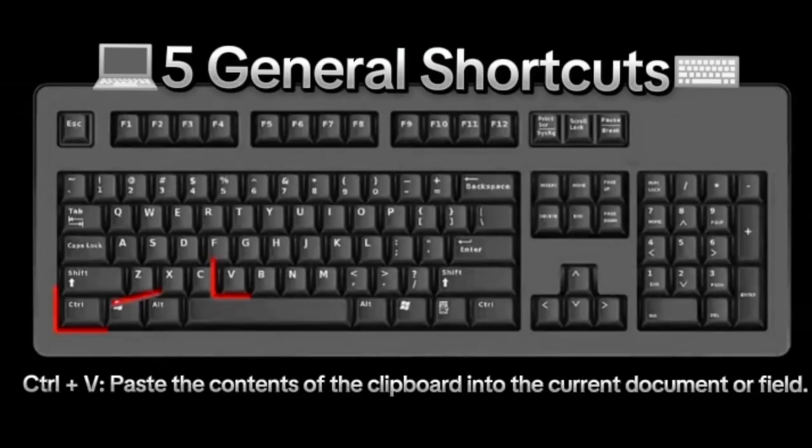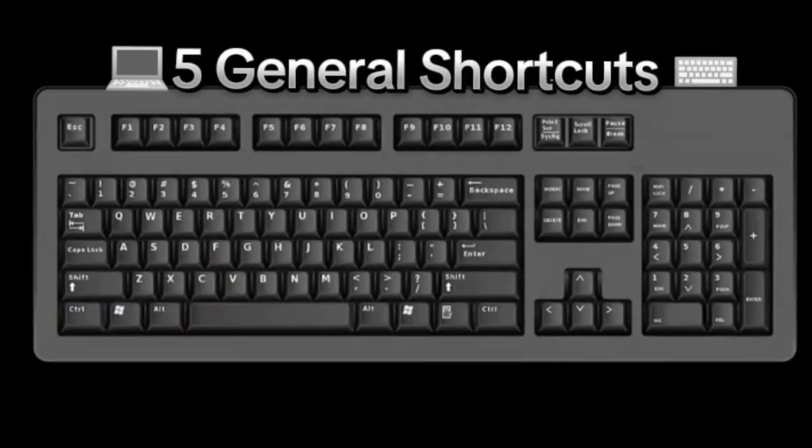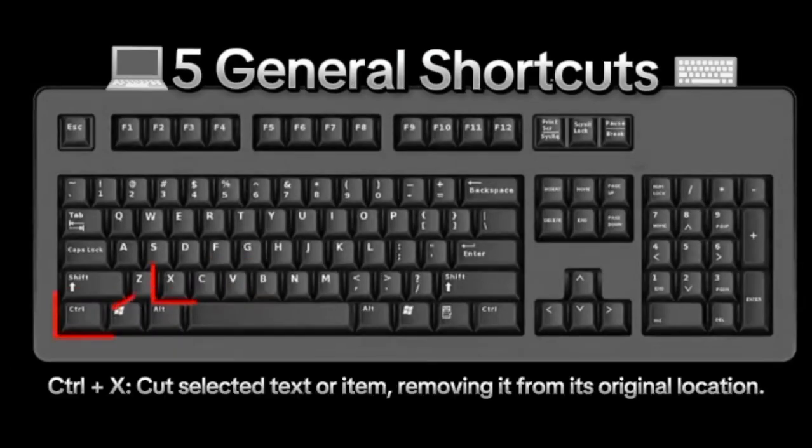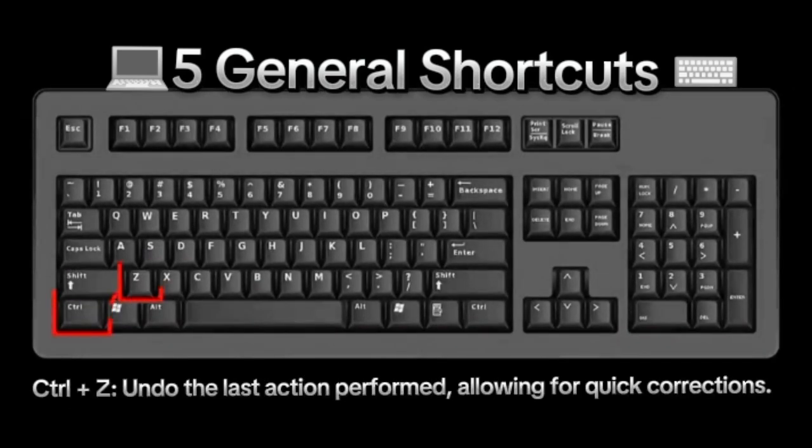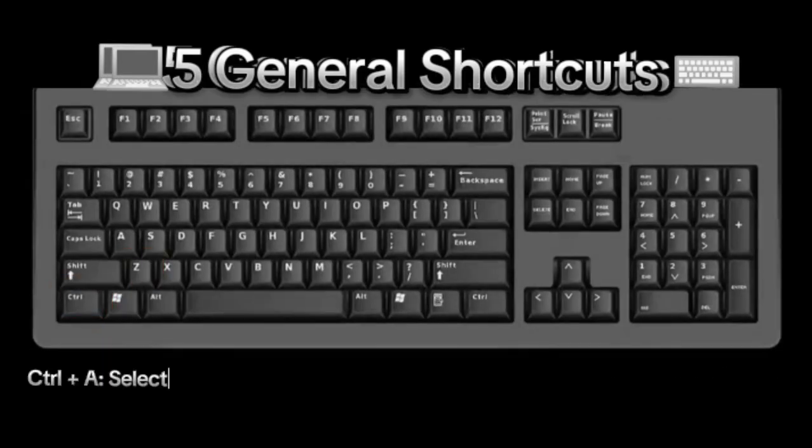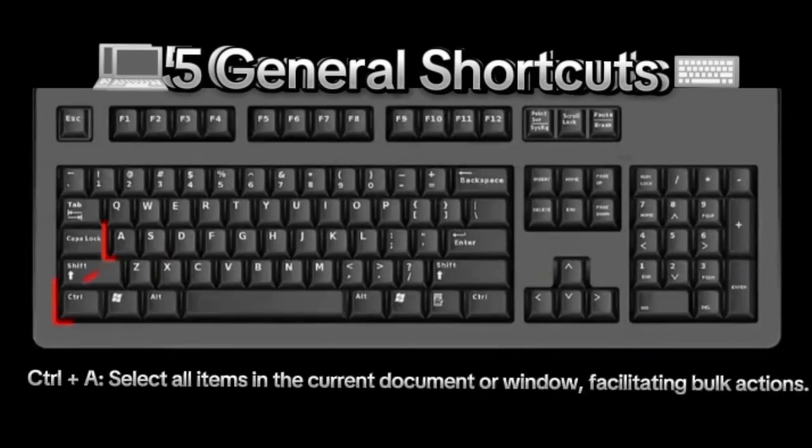Number 2. Ctrl-V. Paste the contents of the clipboard into the current document or field. Number 3. Ctrl-X. Cut selected text or item, removing it from its original location. Number 4. Ctrl-Z. Undo the last action performed, allowing for quick corrections. Number 5. Ctrl-A. Select all items in the current document or window, facilitating block actions.